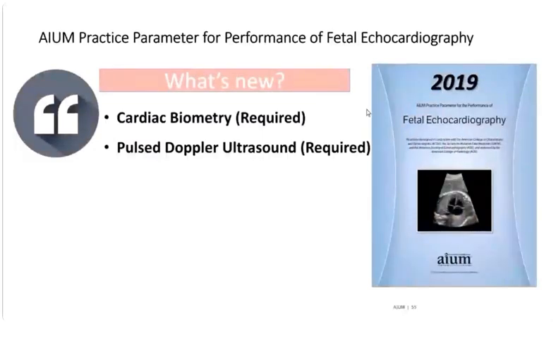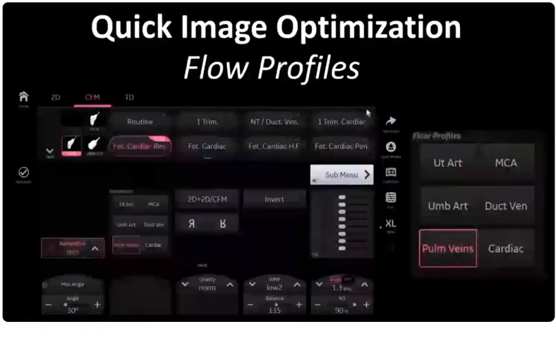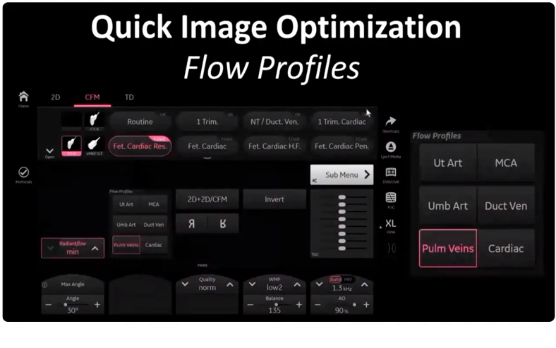So this is probably the most important thing about the color, but if we look at the more detailed assessment of the heart already in the settings of the fetal echocardiography, I would like to highlight 2 very important things that are now required as part of the fetal echocardiogram. This is the cardiac biometry and the pulse Doppler ultrasonography. And what is really remarkable about the options that we have on the machine, this is the flow profiles.